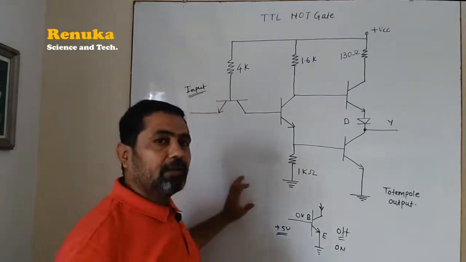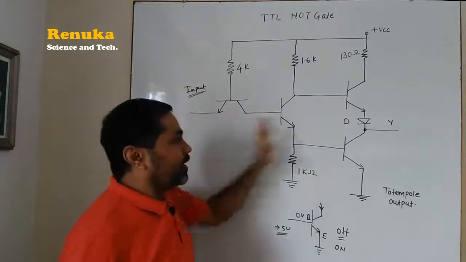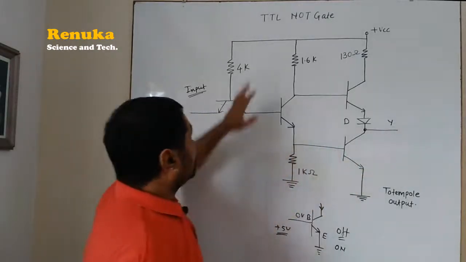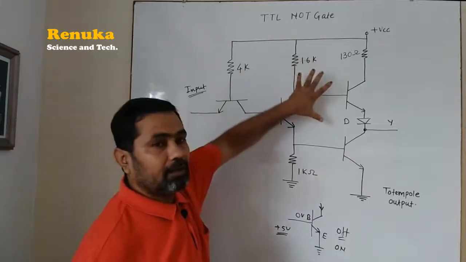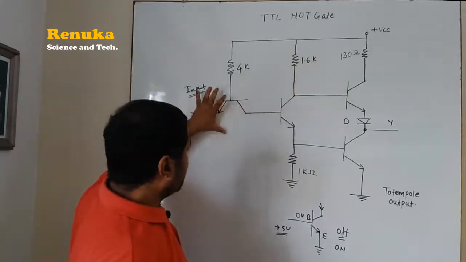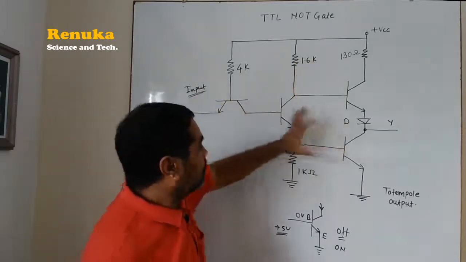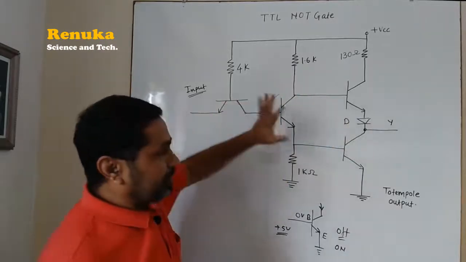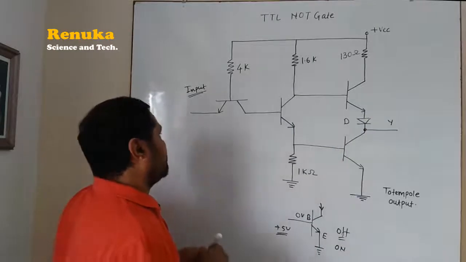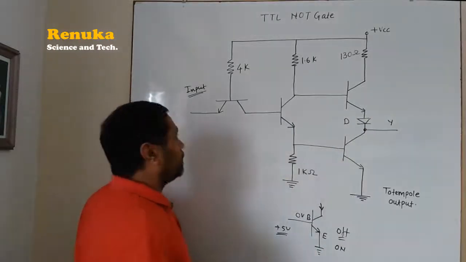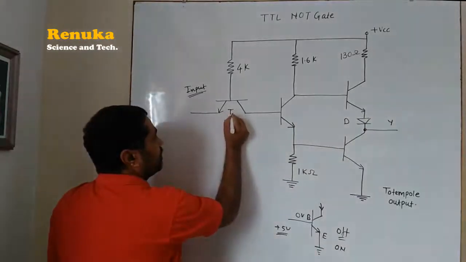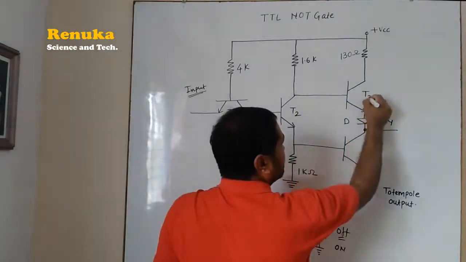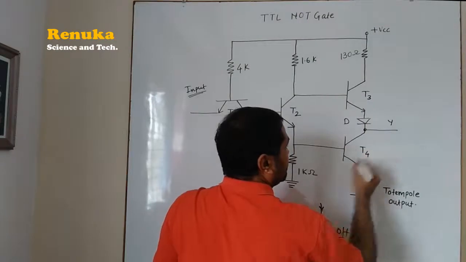As you know, a NOT gate has one input and one output. So here one input is there and one output is there. This is the circuit diagram for the TTL NOT gate. Here you can see that all the transistors are used, so this is transistor logic. Now let us name these transistors for explaining the working. This is transistor T1, this is T2, this is T3, and this is T4.